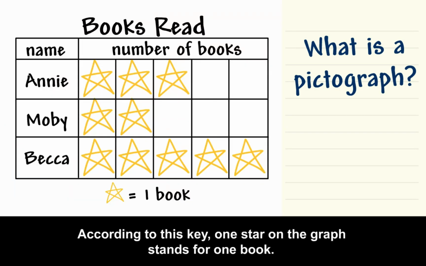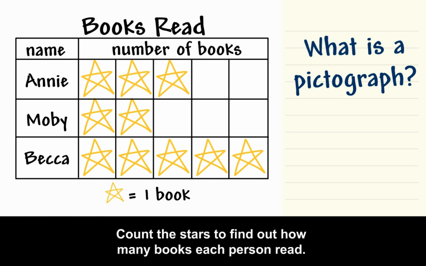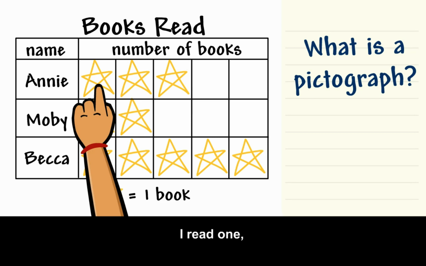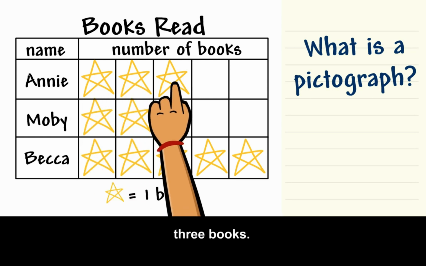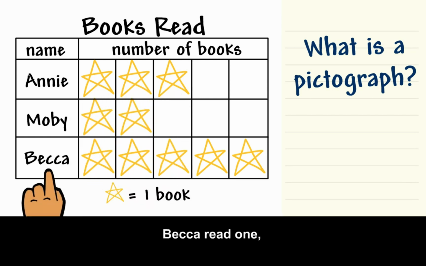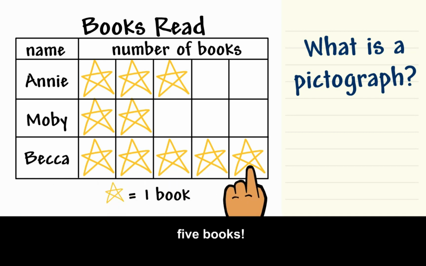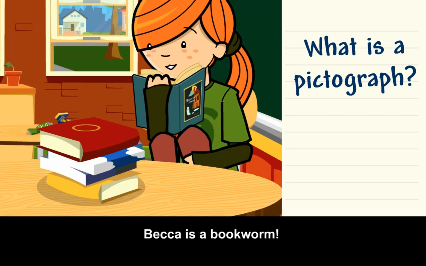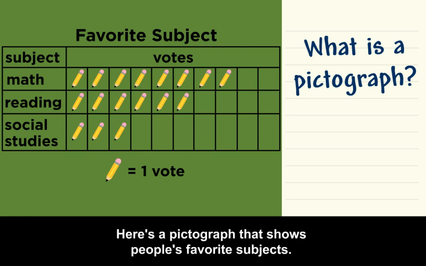According to this key, 1 star on the graph stands for 1 book. Count the stars to find out how many books each person read. I read 1, 2, 3 books. Becca read 1, 2, 3, 4, 5 books. Becca is a bookworm.